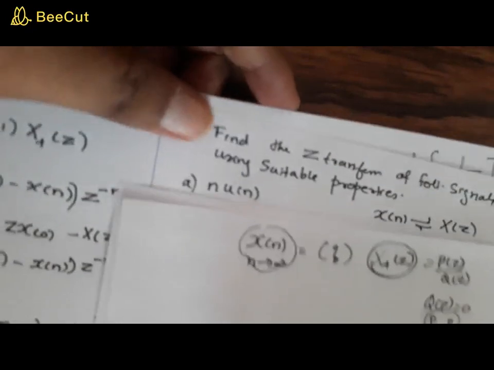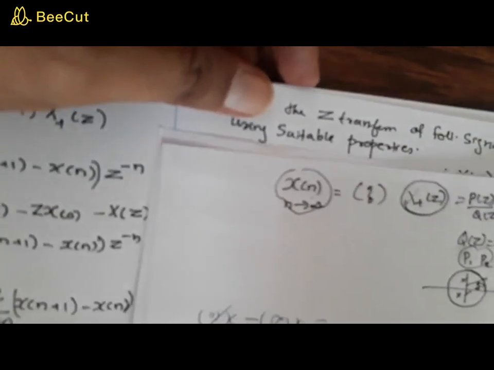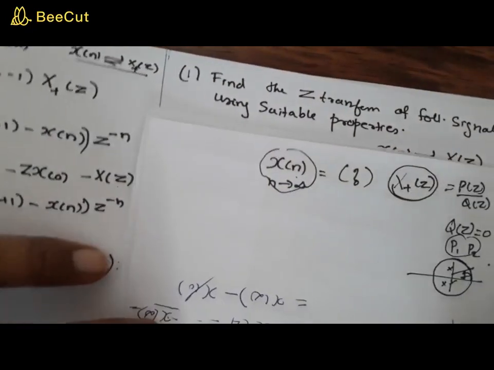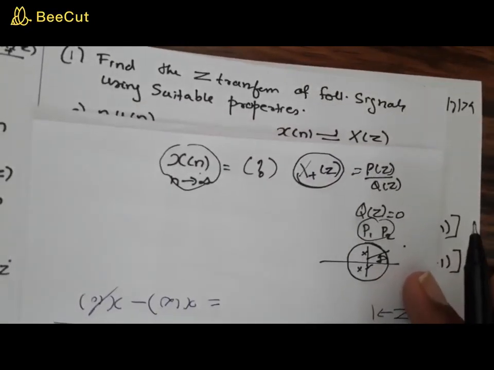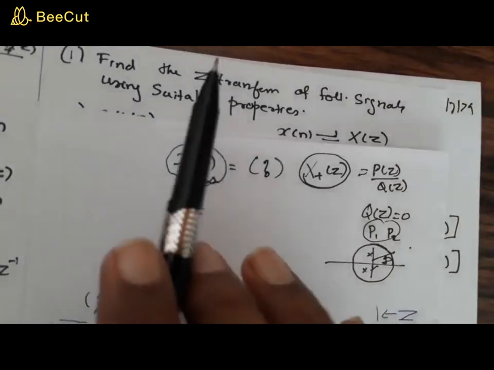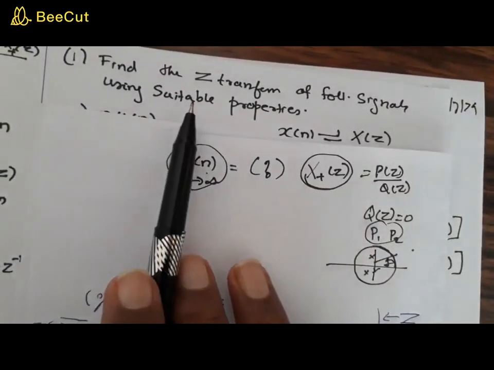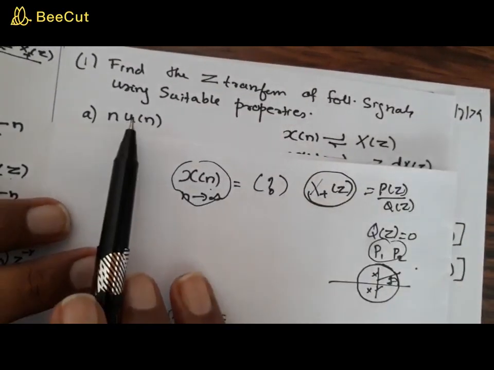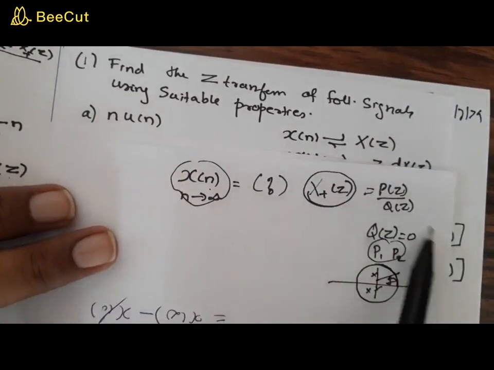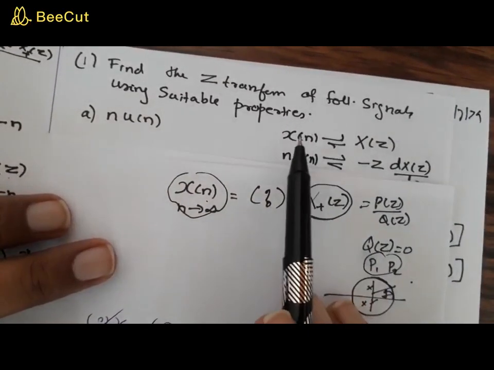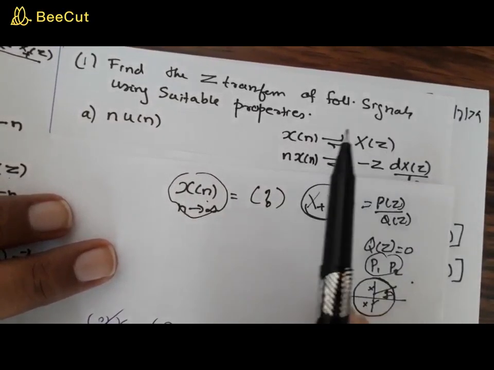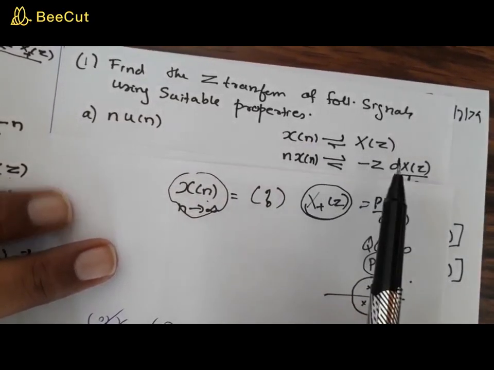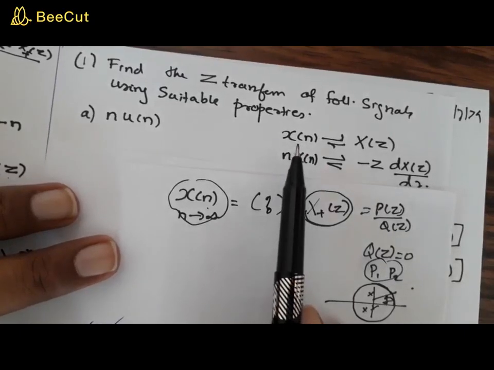Okay, now let's do some special problems, and try to apply some of the properties which we have studied so far. Find the Z transform of the following signals using suitable properties. Number 1 is n into u of n. We have already studied the differentiation in frequency domain property, or multiplication by n, so you may refer to that property.